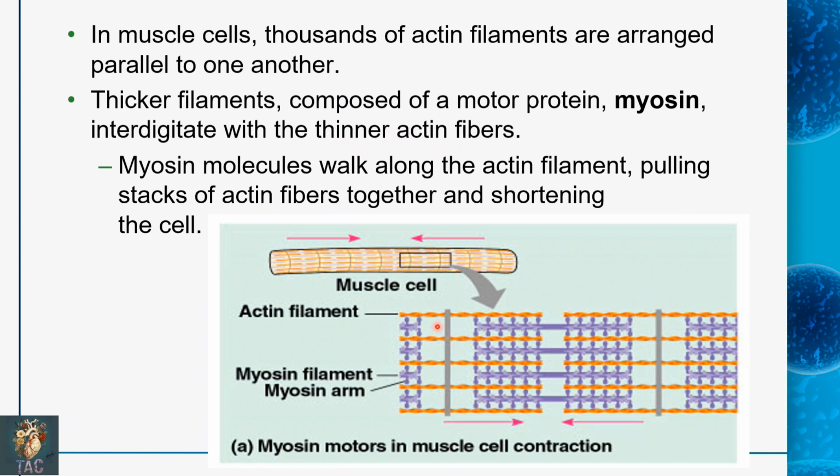In this diagram you can see all the actin filaments which are present over here, and among these actin filaments you can see the myosin, these thicker proteins. These are basically motor proteins, also called actin binding proteins, and with the help of the actin and myosin the contraction takes place in the muscle cells. So myosin molecules walk along the actin filaments, pulling the stacks of the actin fibers together and shortening the cell.